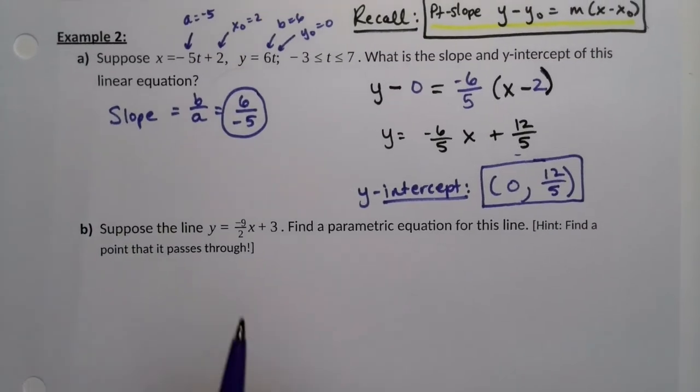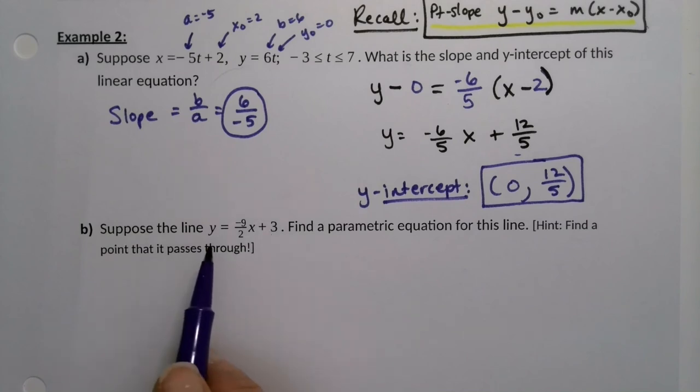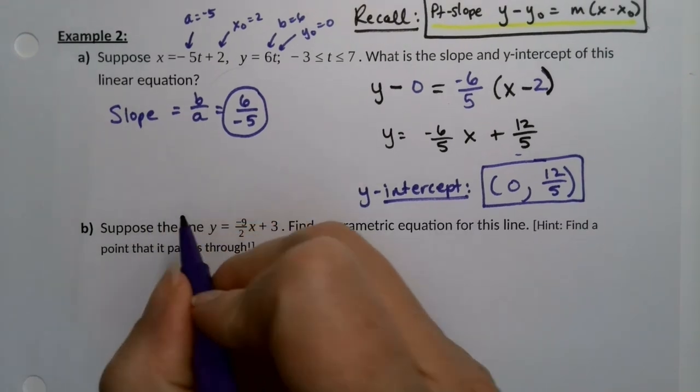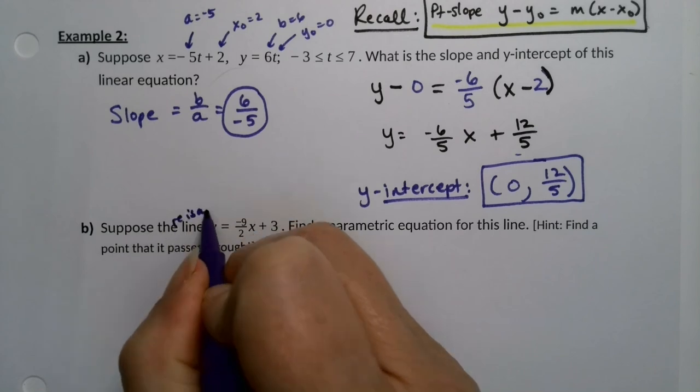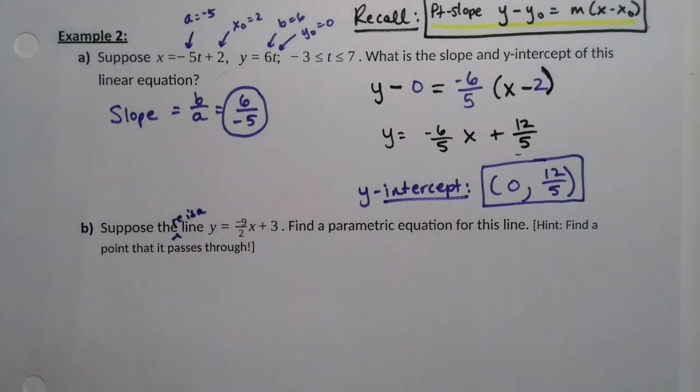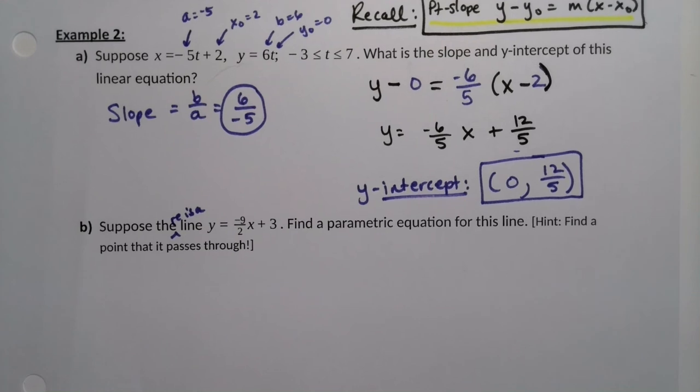All right, now suppose the line y equals negative 9x plus 3. Well, sorry, there's a little typo there. Suppose there is a line, there we go, y equals negative 9/2 x plus 3. Find a parametric equation for this line. Hint, find a point that it passes through.